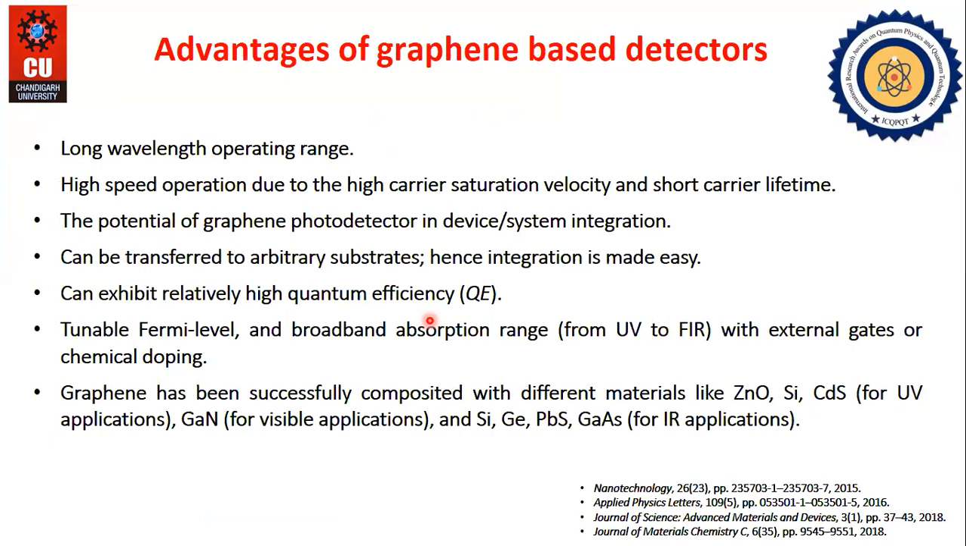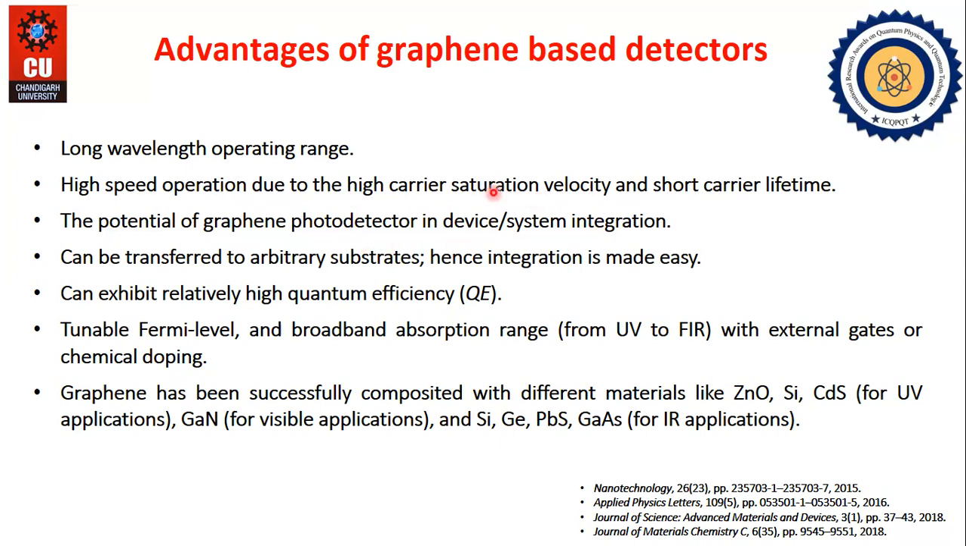Now, the advantages of graphene-based detectors. As I already taught, the excellent electrical and optical properties of graphene enable its use as a transparent electrode integrated with a conventional detector for the ultraviolet to infrared region. They have a long wavelength operating range. They have high speed of operation due to their high carrier saturation velocity and short carrier lifetime.